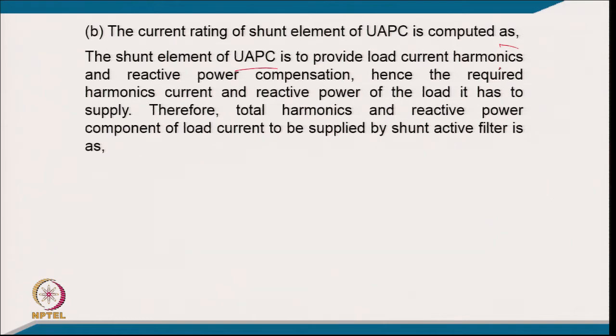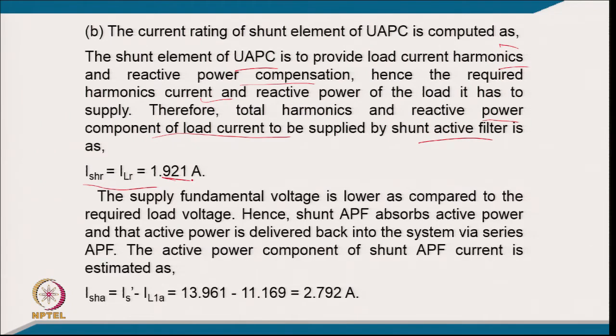The shunt element of universal active power filter is to provide the load current harmonics and reactive power compensation. Hence, it has to supply the required harmonic current and reactive power of the load. Therefore, the total harmonics and reactive component of load current to be supplied by the shunt element, that is I shunt R equal to ILR, that is 1.921 ampere, and the supply fundamental voltage is lower compared to the required voltage.